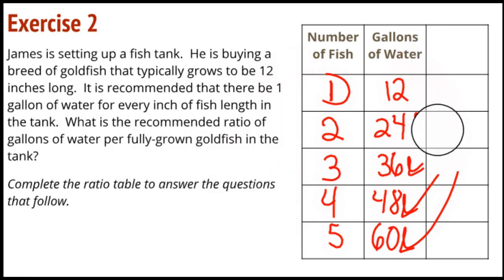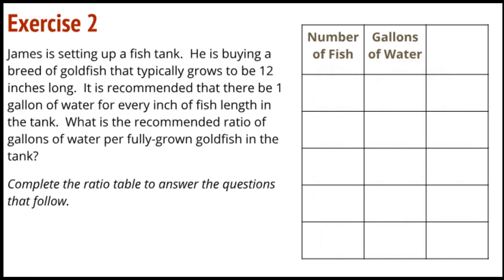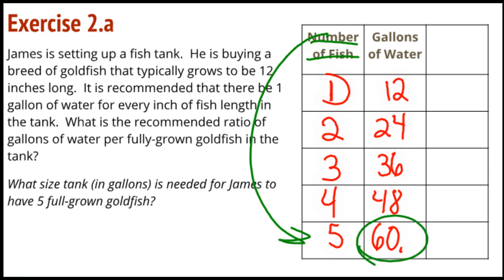All right, let's see what questions they have for us to answer here. What size tank in gallons is needed for James to have 5 full-grown goldfish? Well, I can come over here and find my tank that has the number of fish, and if I want 5 fish, I know that the comparative value is 60 gallons. James would need a 60-gallon fish tank for 5 full-grown goldfish.